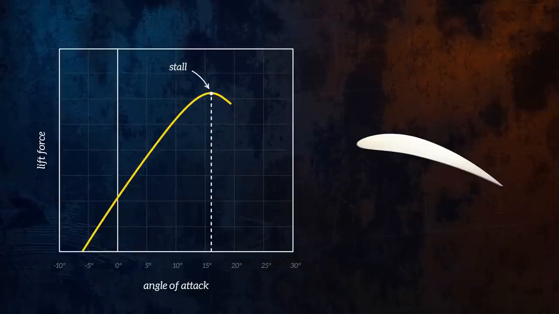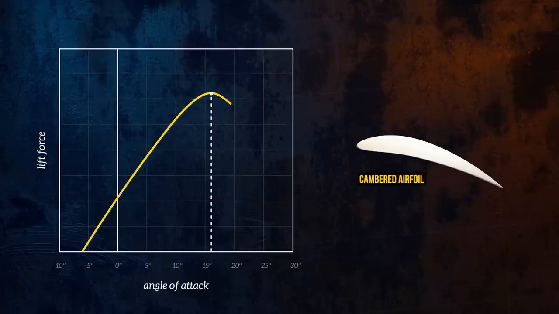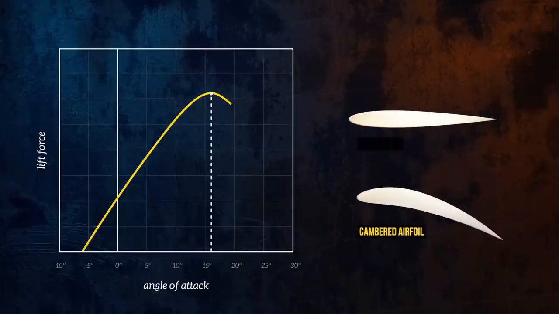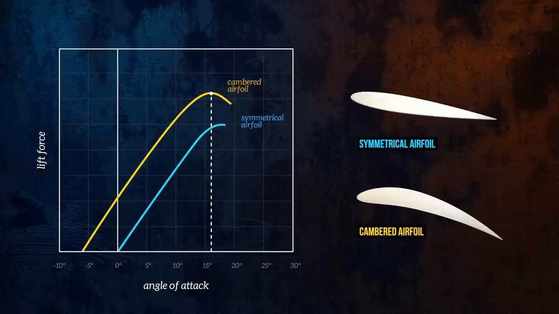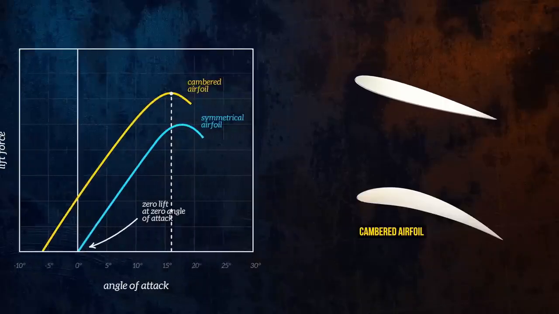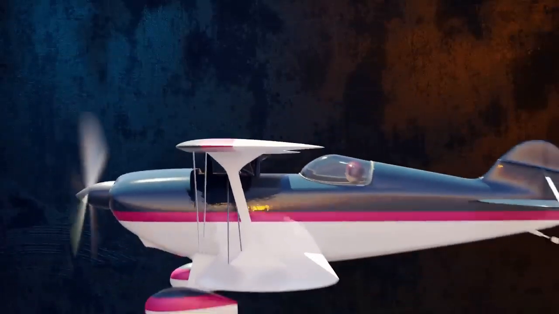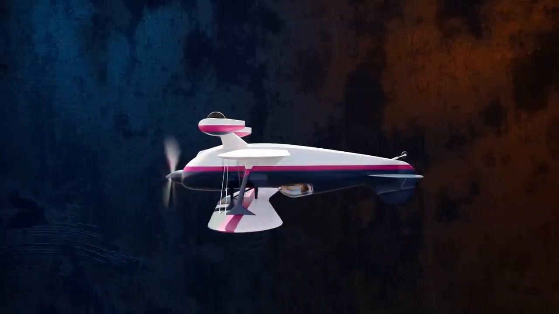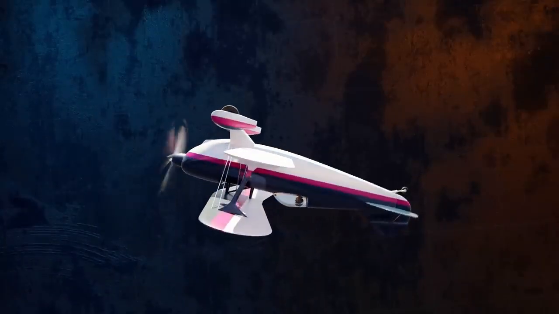Different airfoil shapes can have drastically different lift characteristics. This airfoil is cambered. If an airfoil is symmetrical, and so has zero camber, the lift force will be zero for zero angle of attack. Aerobatic aircraft usually use symmetrical airfoils since they allow planes to fly upside down more easily. Lift is generated by lifting the nose of the plane to create an angle of attack.